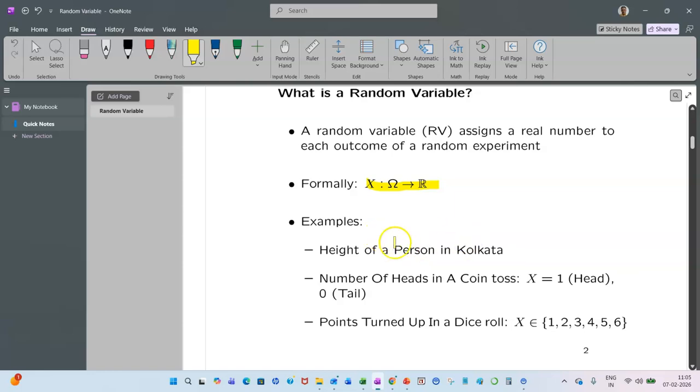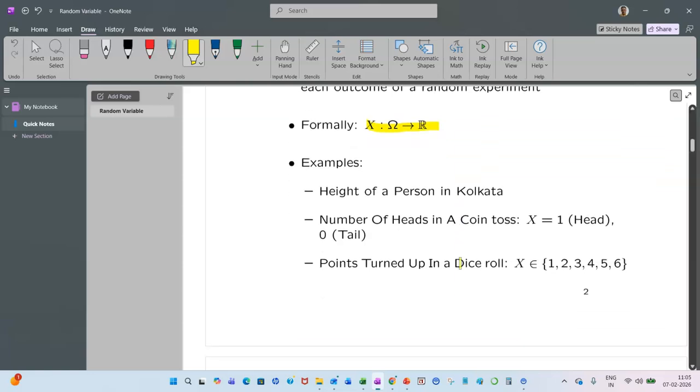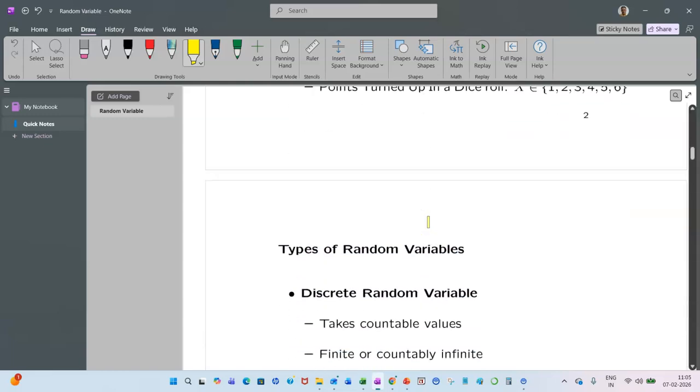Examples: height of a person in Kolkata, number of heads in a coin toss. So if I toss a coin, the number of heads would be 0 or 1. It is 1 if it turns out head, it is 0 otherwise. So x is the number of heads in a coin toss. X takes values 0 and 1. Points turned up in a dice roll. So x takes values 1, 2, 3, 4, 5, 6. These are all examples of random variables.